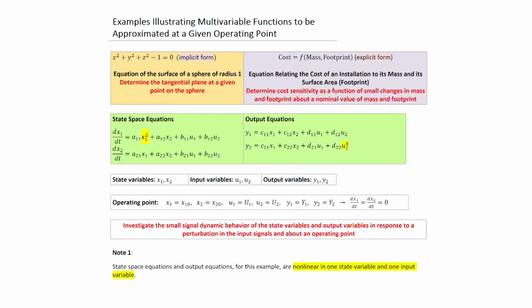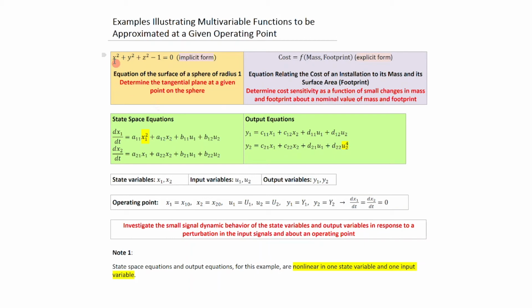All right, so here now are some of the examples illustrating multivariable function to be approximated at a given operating point. So we'll take the three cases that we mentioned before. The first one on the top left will be geometric. The one on the right at the top, more to do with a physical application where sensitivity analysis plays a role, and everything below it is small signal modeling. So let's look at the top one.